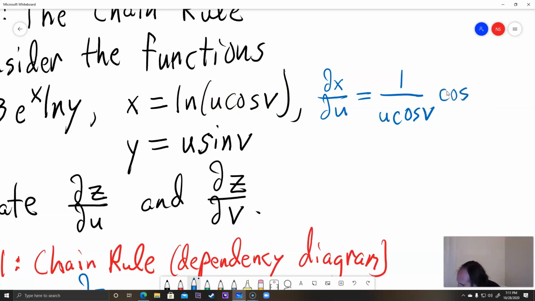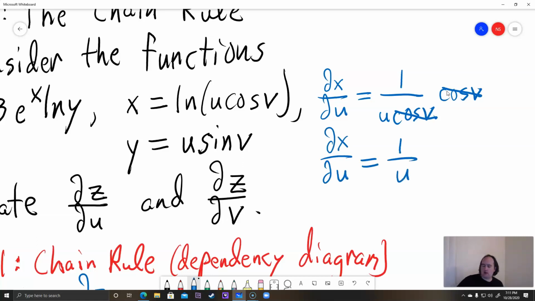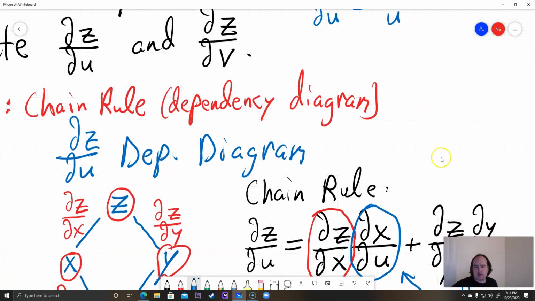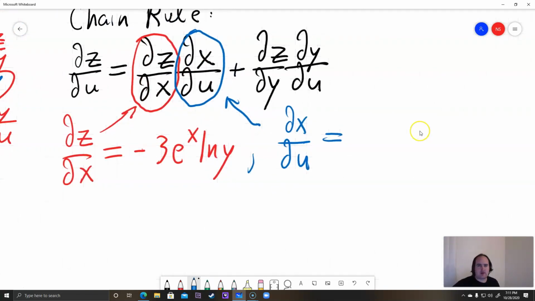which is just cosine of v. So for partial x, partial u, you should have 1 over u cosine of v times cosine of v. And the cosine of v's cancel out. So partial x partial u is actually just going to be 1 over u. Okay? So let me write that down here. Partial x partial u equals 1 over u.